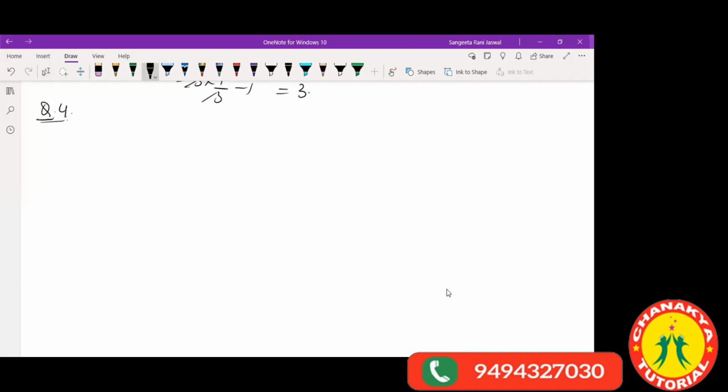Question number 4 now. This is: find the zero of the polynomial in each of the following cases. Now see, so far we were doing all these sums where we were given the zero. We just had to verify by putting it in the equation. But in this question now, it's only the equation that is given to us and we are asked to find the zero of the polynomial.